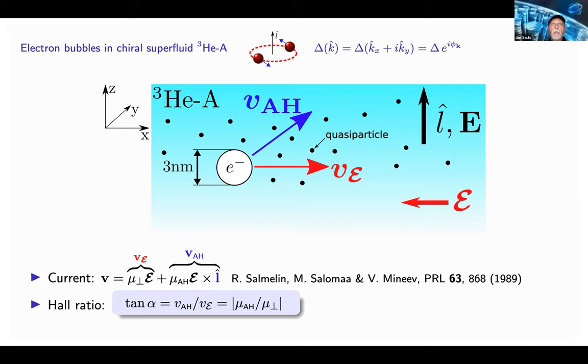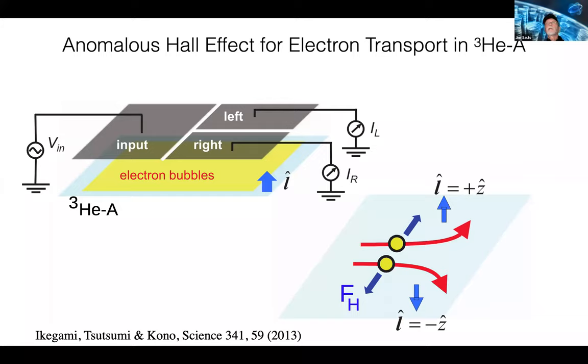This was the motivation for experiments that were carried out at RCQM, which I've shown here. This is Hiroki Ikegami and Susumu Kono's paper in Science in 2013. And they set out to test this idea by embedding electrons into the chiral A phase of helium-3 and driving those bubbles with a voltage shown here with these split electrodes, and then splitting the downstream electrodes and looking for an asymmetry in the current response.